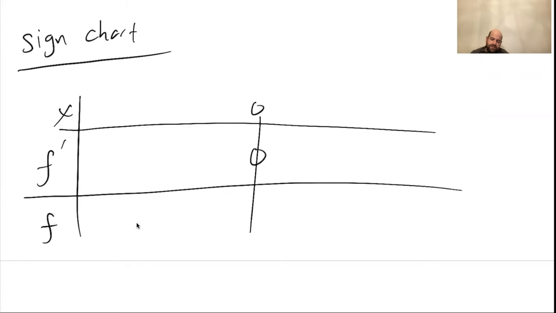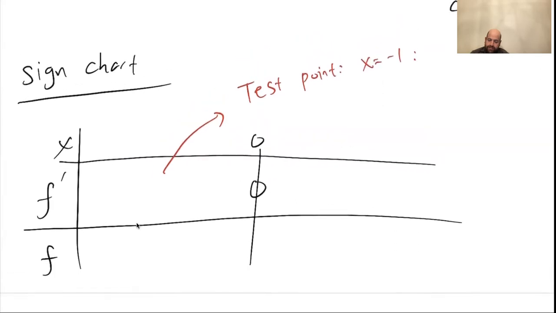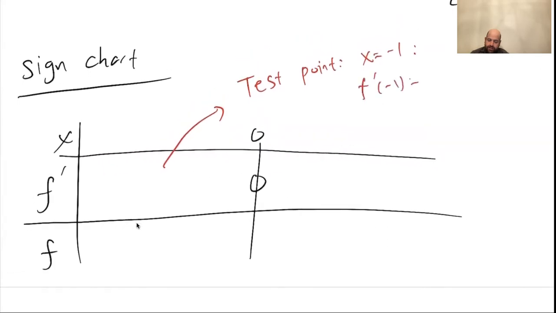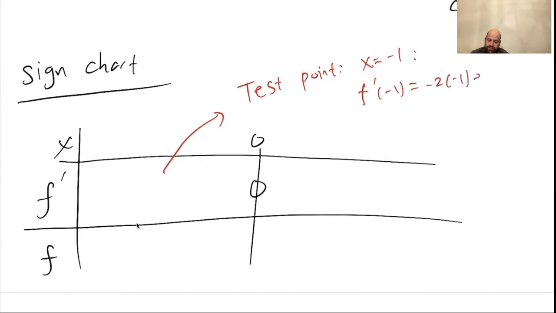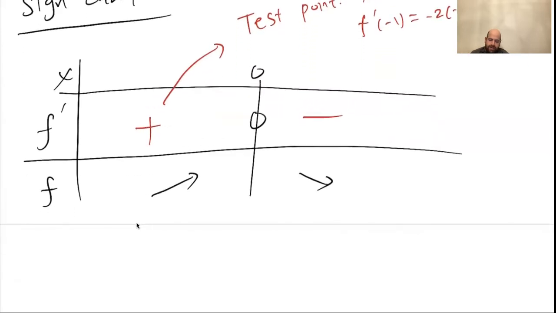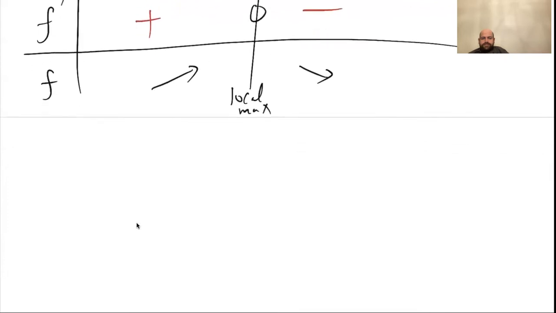Now, before 0, let's use a test point. For example, we could use the test point x equals -1. Then we get f prime of -1 equals -2 times -1 times e to the power -1. This is positive, positive, negative. And the function is increasing here, decreasing here. Therefore, at 0, we have a local maximum. Okay, so are we ready to sketch the graph now?